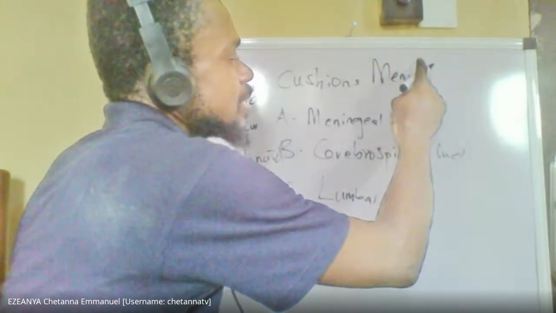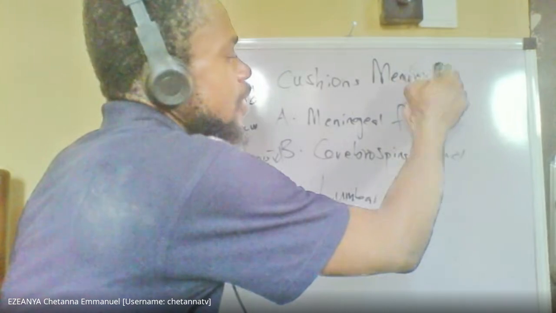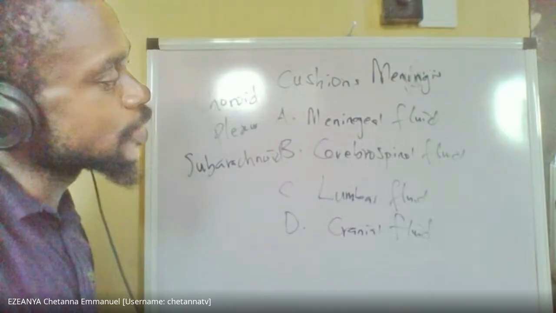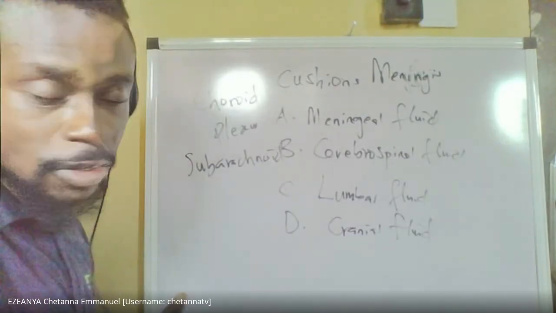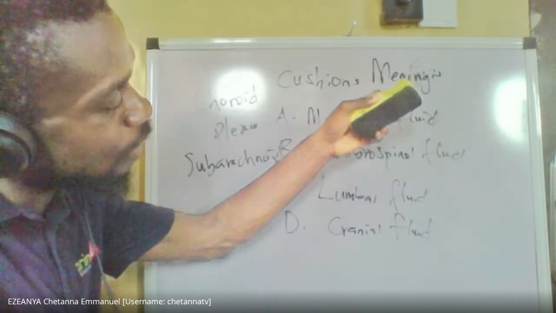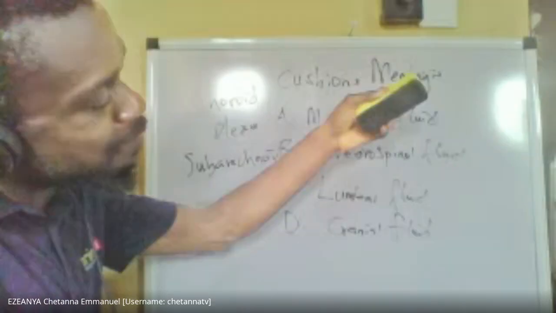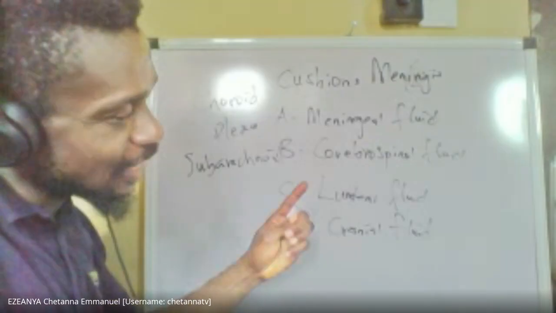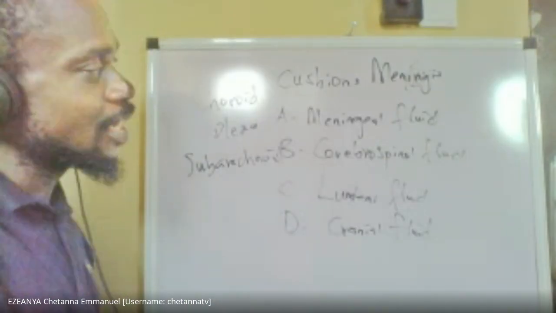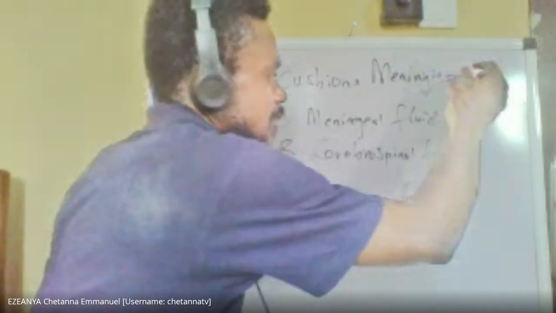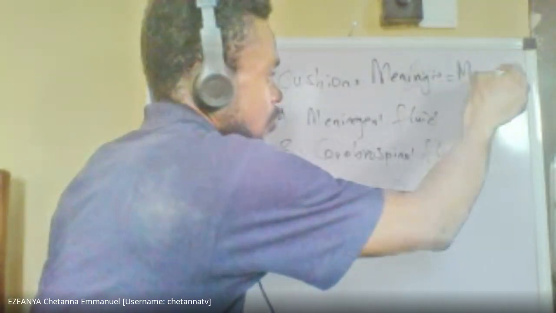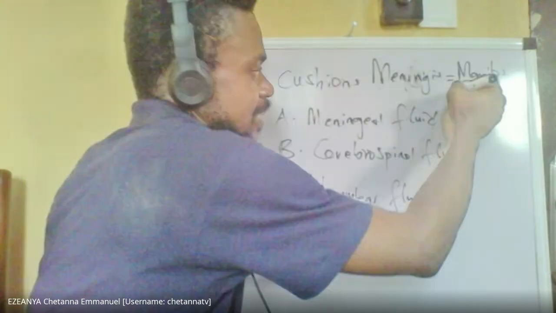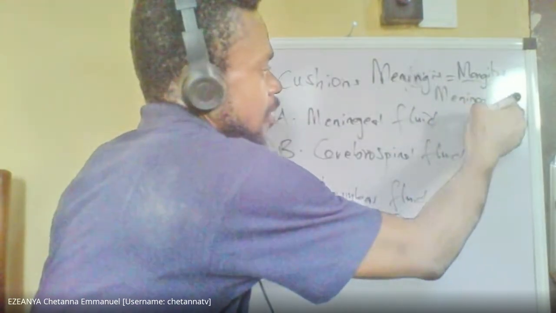Meninges is a tissue layer that surrounds the brain and spinal cord. Now, if the meninges get inflamed, that's what we call meningitis. It's a serious disease condition. That was meningitis.